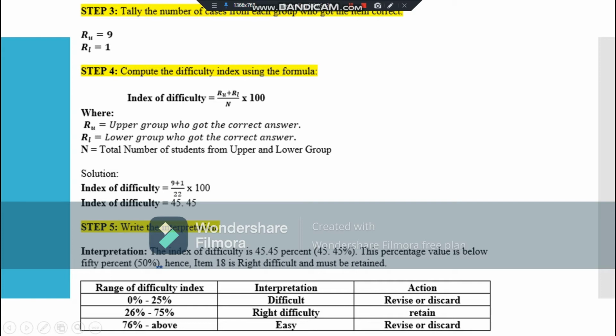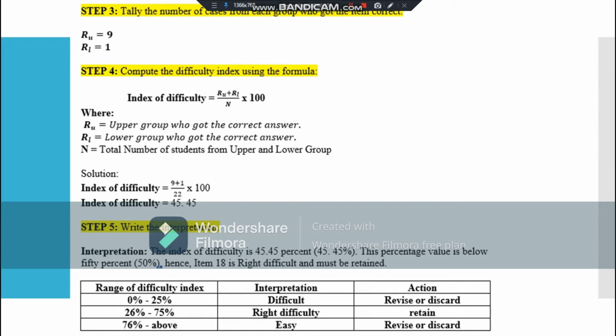Going back, R sub U is 9, the students who got the correct answer in the upper group, and R sub L is 1, the number of students who got the correct answer in the lower group. So 9 plus 1 divided by 22 is 10 divided by 22, which is 0.4545. We multiply it by 100, so our index of difficulty is 45.45.